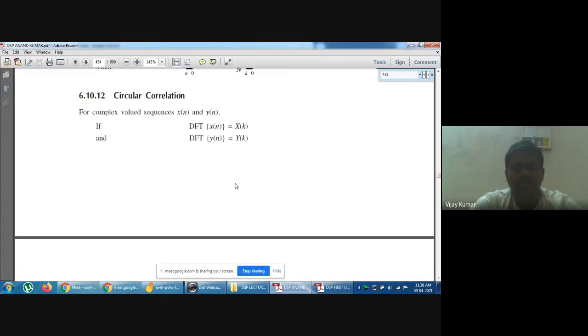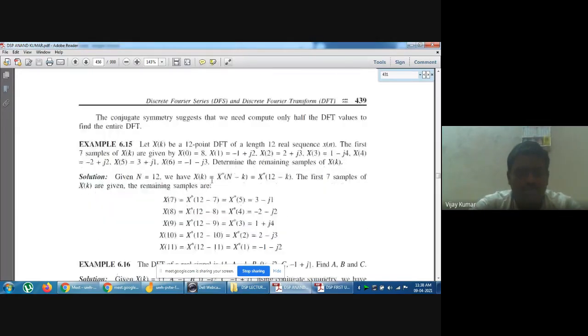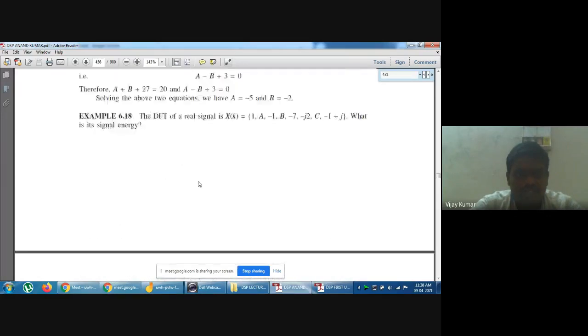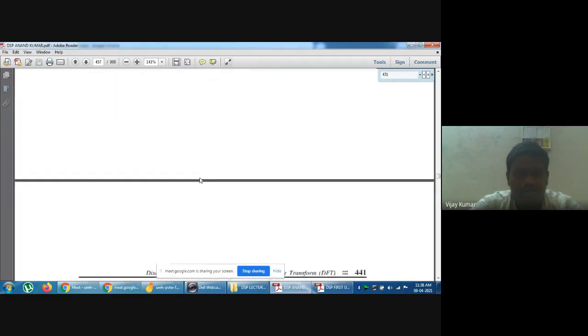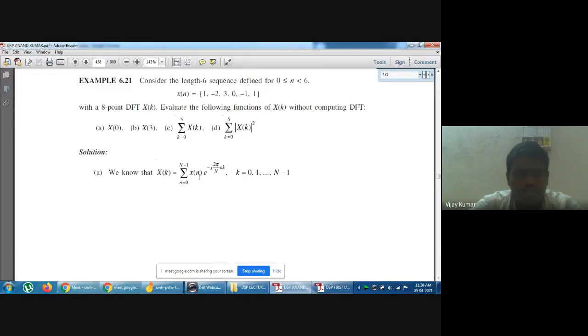So these things you have already seen. x of n is equal to 1, 2, 3, 4, which you have already solved. In the previous class I have shown you, x of n is equal to 1, 2, 3, 4.